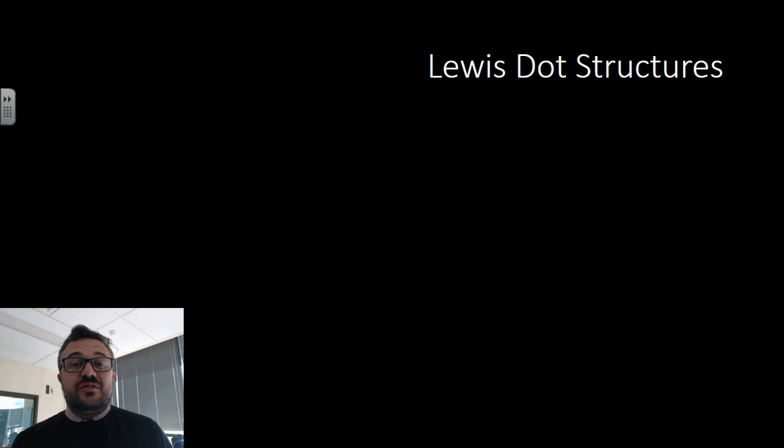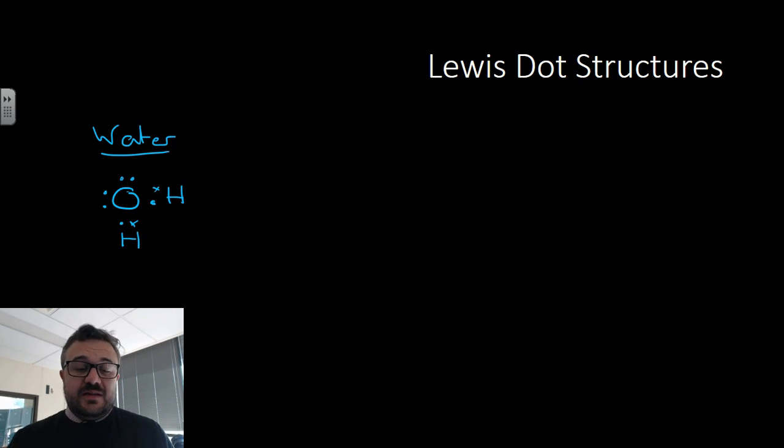So let's look at our Lewis dot structures, okay? What do we draw like this, right? So there's an electron, electron, electron, electron, electron. So 6 electrons coming from oxygen, and 1 coming from this hydrogen, and 1 coming from that hydrogen.